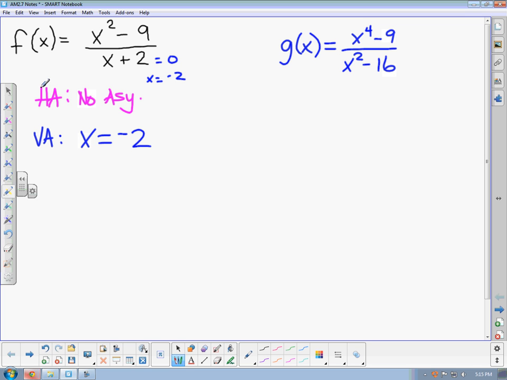If you factor the numerator, that turns into x plus 3, x minus 3, and there is no factor in the numerator that is also in the denominator, so there is no hole. Then if you want to find the y-intercept, you would substitute 0 into this equation and get negative 9 halves.